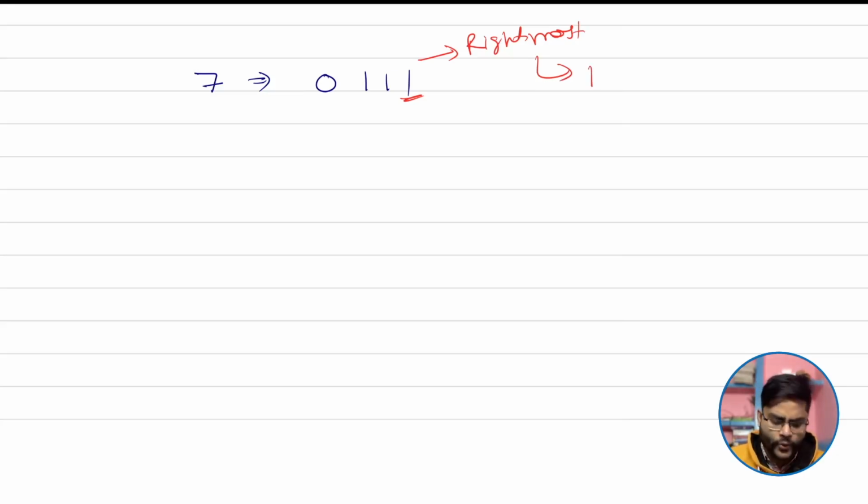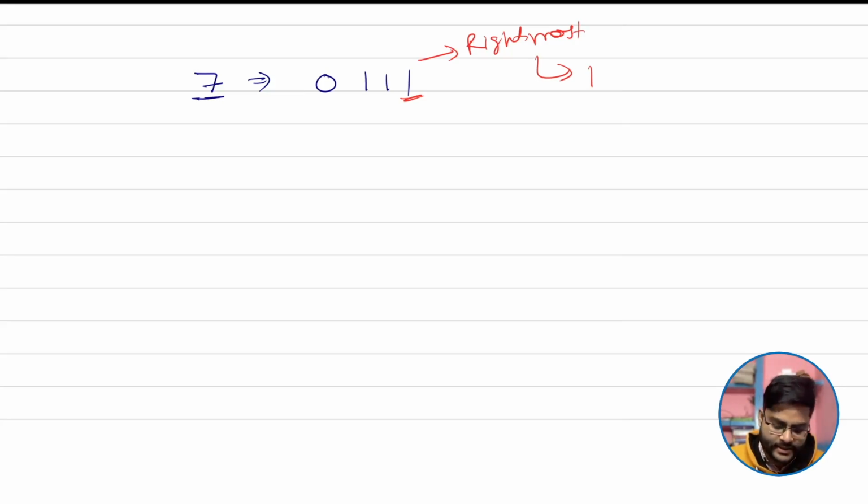So let's discuss them. Let's say we have 7. It can be written as 0 triple 1. And what is the rightmost set bit? This is my rightmost set bit, and its position is 1. Correct. Now there is an algorithm, and we will discuss that algorithm also, but as of now, assume this is 7.